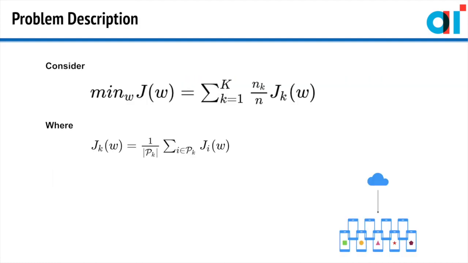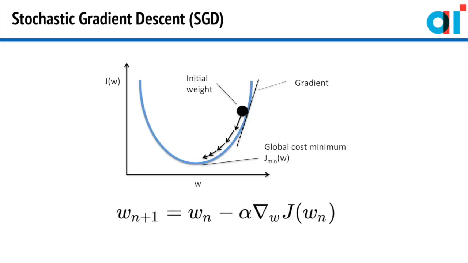Before we describe the model aggregation strategy, we introduce some notations and the stochastic gradient descent algorithm, which is the most popular optimization algorithm in current machine learning world. Assume we have k devices. Each device has nk data. The optimization in federated learning could be written as this. Here, J is the loss function such as cross entropy. Stochastic gradient descent is the most popular optimization algorithm in machine learning.